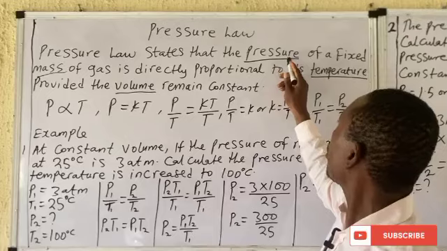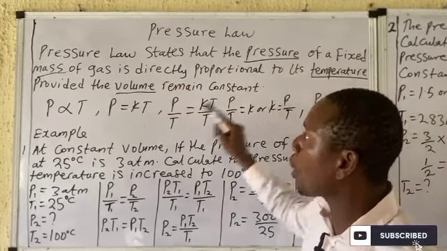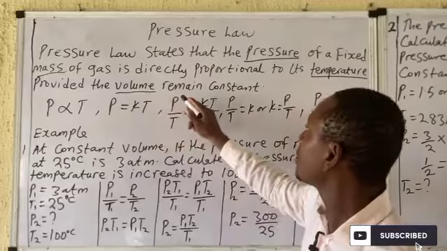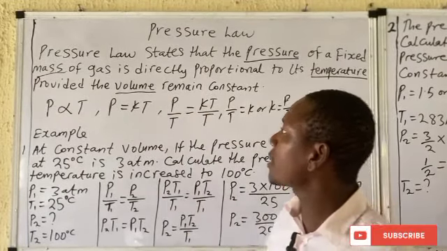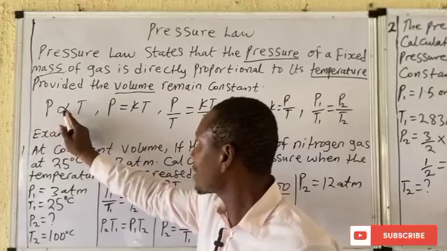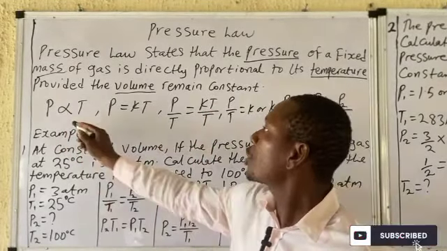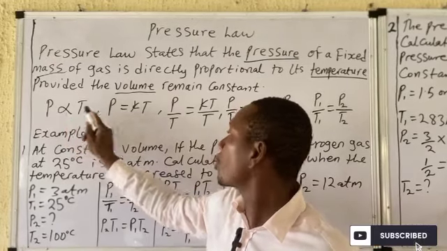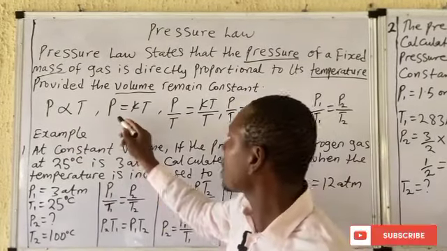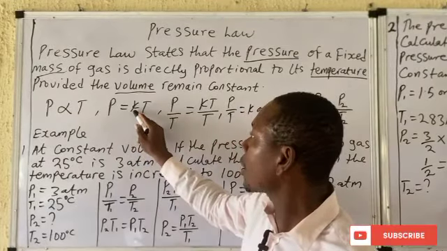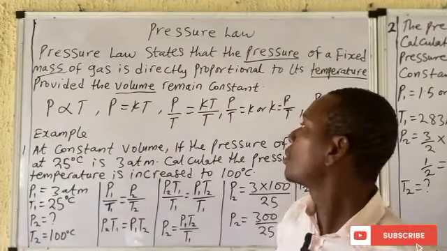So pressure is directly proportional to temperature when the mass is constant and the volume is constant. Note that. So we can now state that pressure is directly proportional to temperature. Now, if you want to change this sign of proportionality to equal to sign, you have to introduce a constant. So we can now state that P is equals to K, which is the constant, then T, temperature.